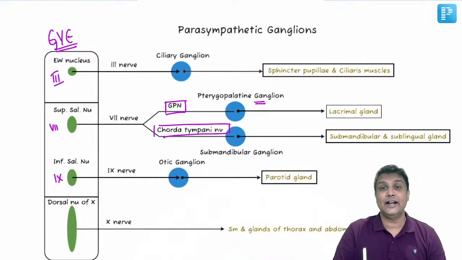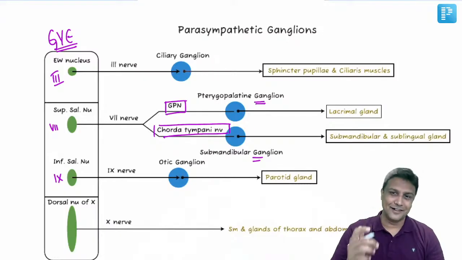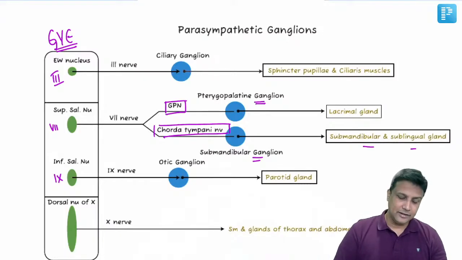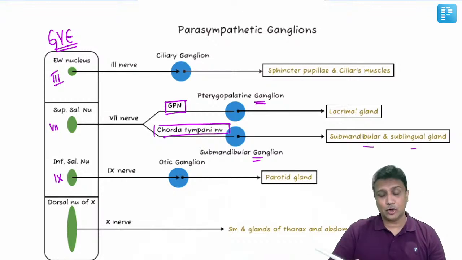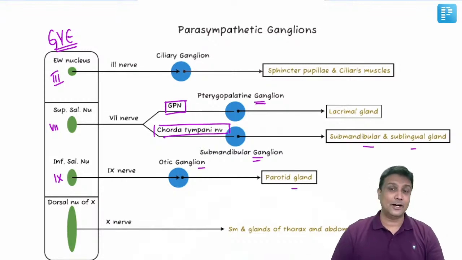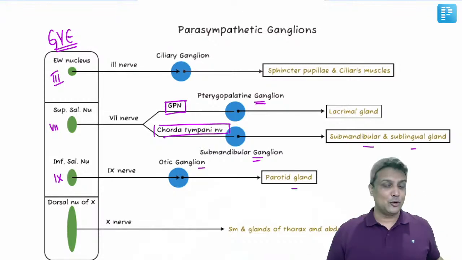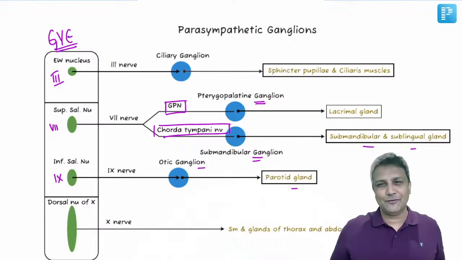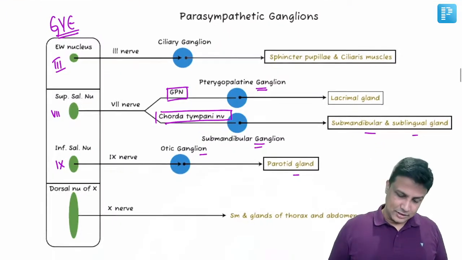It is going and ending in the submandibular ganglion, and that is supplying to the two glands here, that is your submandibular gland and sublingual gland. Ninth nerve will be finally going and ending in the otic ganglion, and from there it will be supplying to which gland here? Parotid gland. So I told you very, very clearly, general visceral efferent is actually all about the smooth muscle and the glands in the viscera.